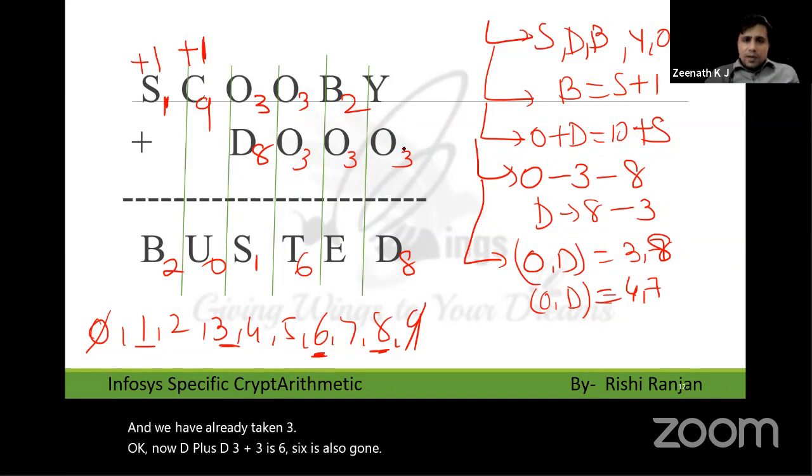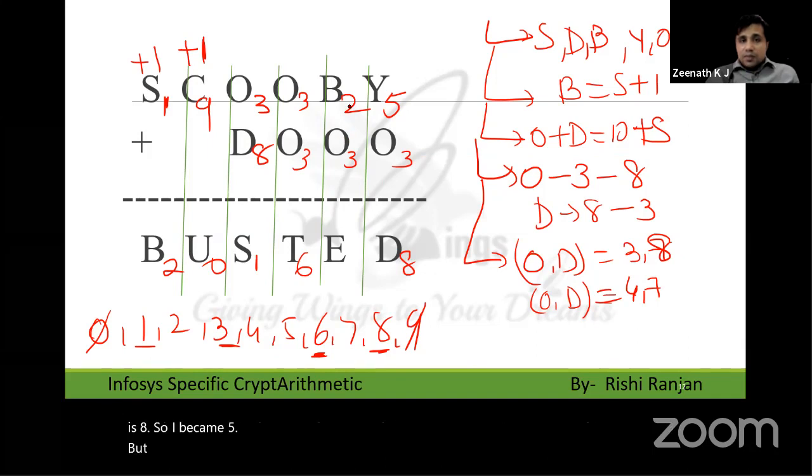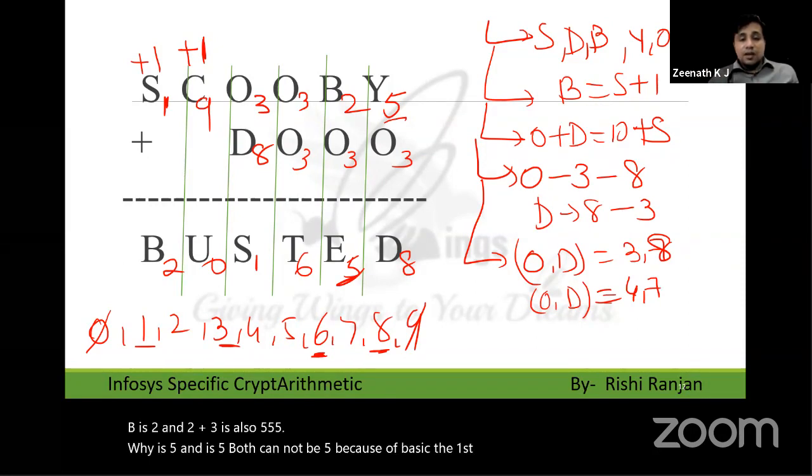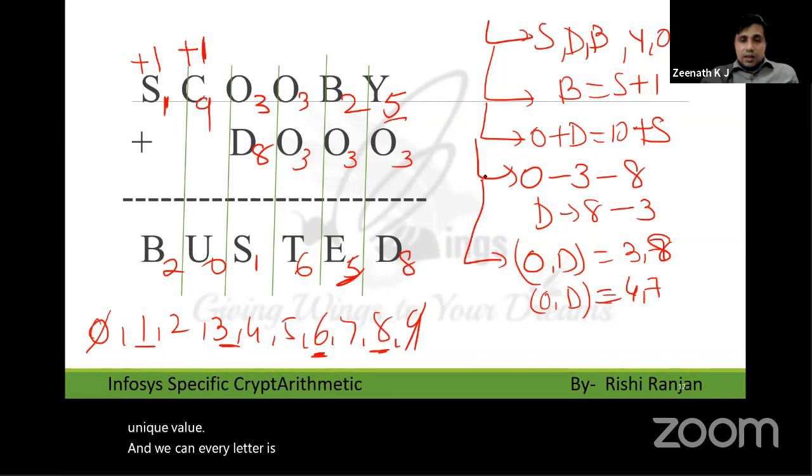Now, Y plus 3 has to be 8. The only possibility is Y has to be 5. 5 plus 3 is 8. So Y became 5. But also see, B is 2 and 2 plus 3 is also 5. Y is 5 and E is 5. Both cannot be 5, because the first point itself was every letter has a unique value. And because every letter is unique, Y and E cannot both be 5.